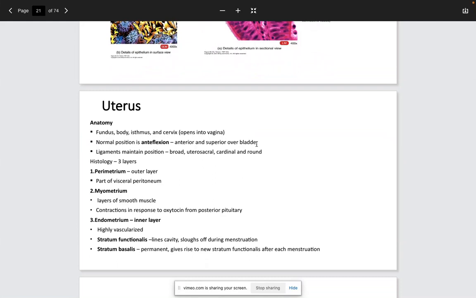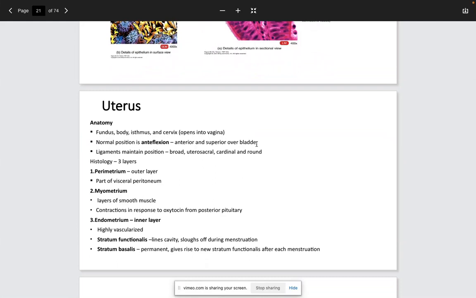The uterus is going to be an important structure, specifically the three different layers. That's going to be probably the most testable material. Essentially, the uterus is going to consist of different portions: the fundus, the body, the isthmus, and then the cervix. Again, we discussed in lecture that the cervix was the opening into the vagina. The normal position of the uterus is an anteflexion. This means it's just anterior and superior over the bladder.